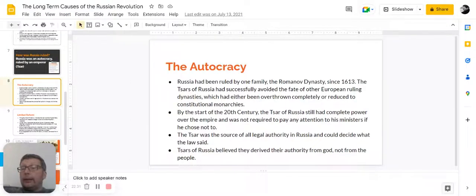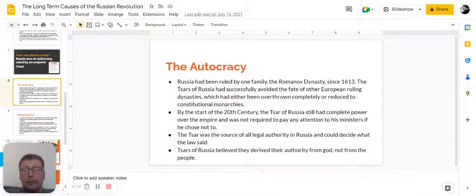Russia had been ruled by one family, the Romanov dynasty, since 1613. The Tsars of Russia had successfully avoided the fate of other European ruling dynasties, which had either been overthrown completely or reduced to constitutional monarchies. So if you put it into context, in 1649, that's the year that Charles I is beheaded.